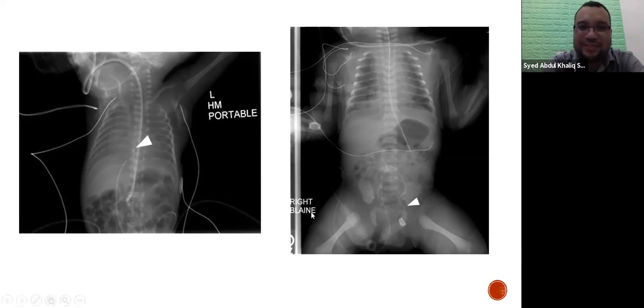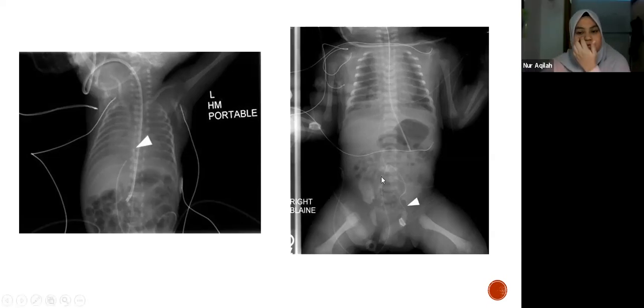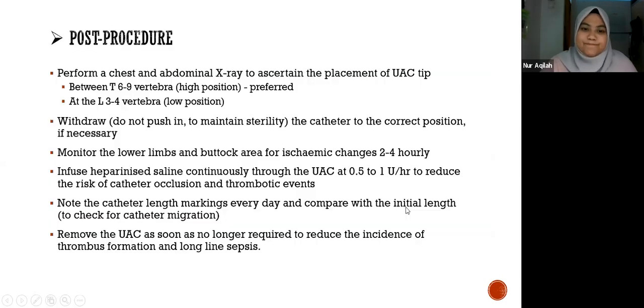Okay, proceed. So this is just an example of a misplaced umbilical artery catheter in which it enters the femoral artery here. So in the case of a malposition catheter, we can try to manipulate. However, we can withdraw the catheter to the correct position. However, we should avoid pushing it in to maintain the sterility because we know the distal part has been contaminated, right? Not aseptic. So we should avoid pushing in the catheter, but we can withdraw the catheter.